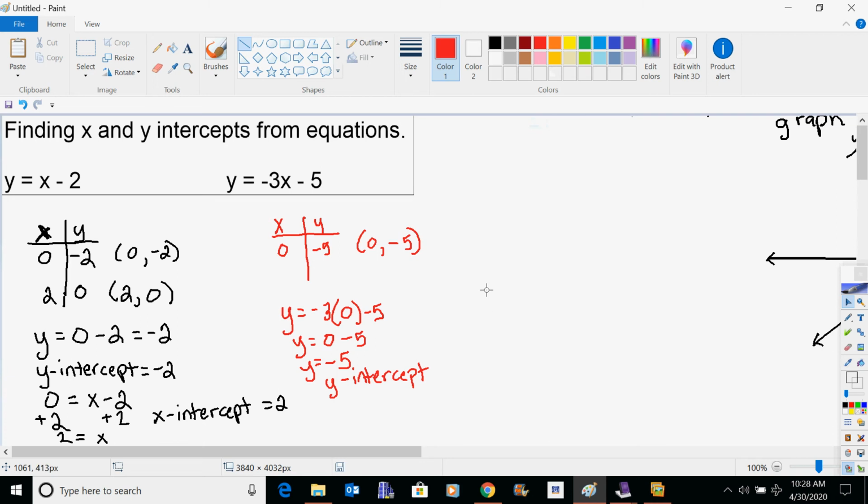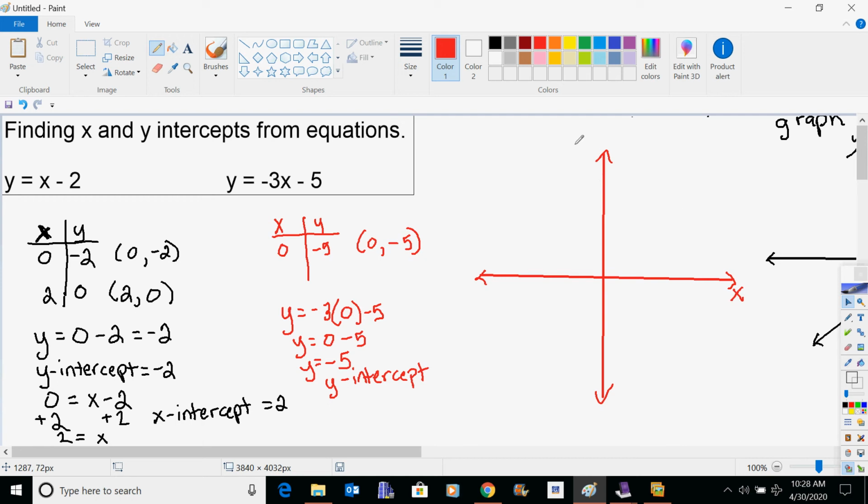So what I need to do then is make an x and y axis. There we go. There's my y-axis. Here's my x-axis. Put in my lines here. There we go.